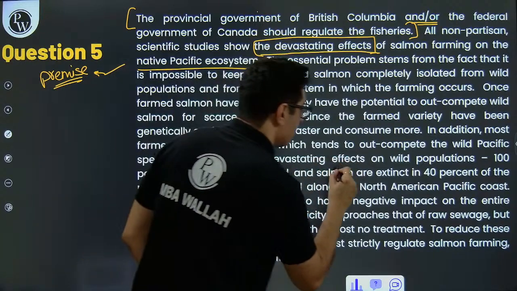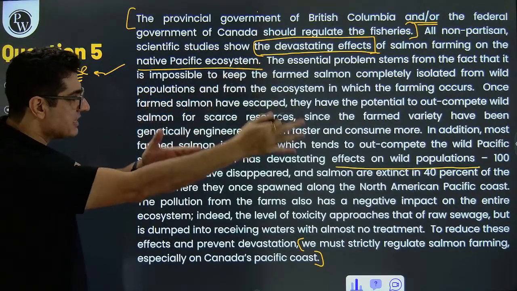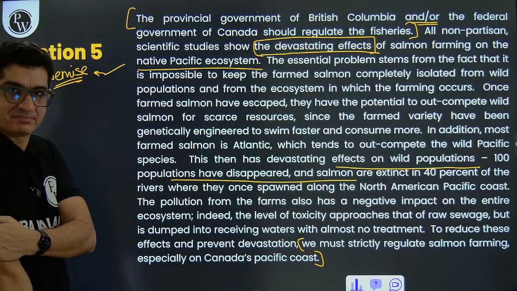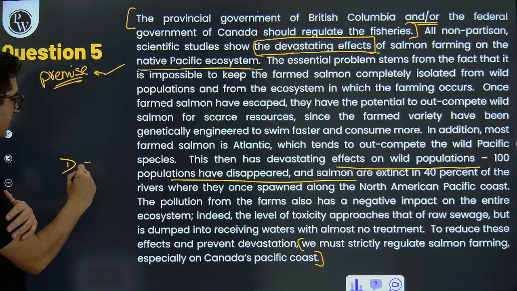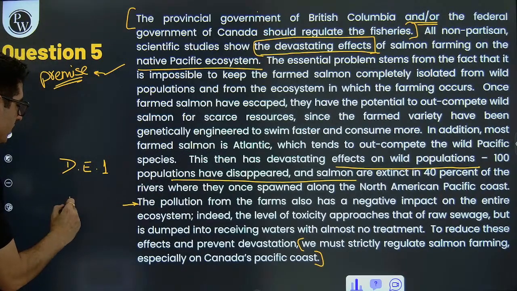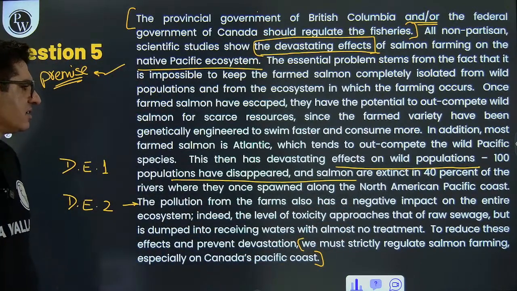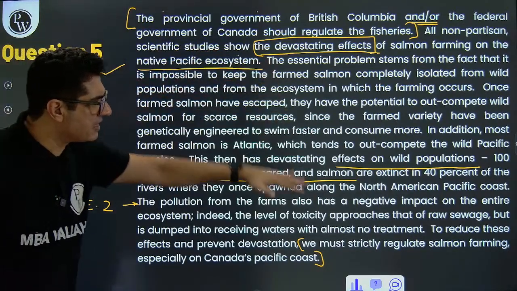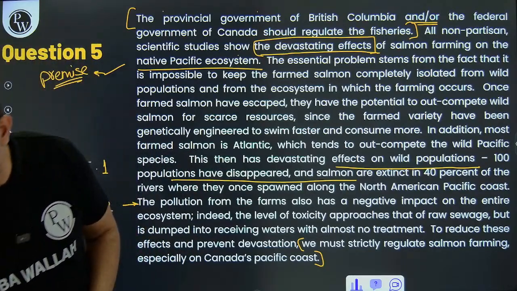One is the effect on the wild population, where when these fish get released in the ocean accidentally, the native species can disappear. So that's one devastating effect. Let's call it devastating effect number 1. And thereafter, devastating effect number 2: the pollution from the farms also has a negative impact on the entire ecosystem. So in reality, there is just one conclusion, one premise, and everything else is written to support or elaborate upon that premise. There is an expansion, right?